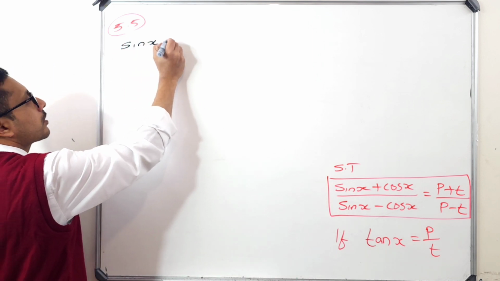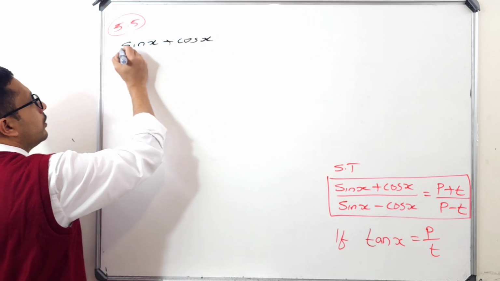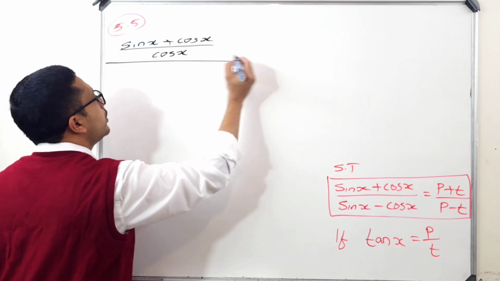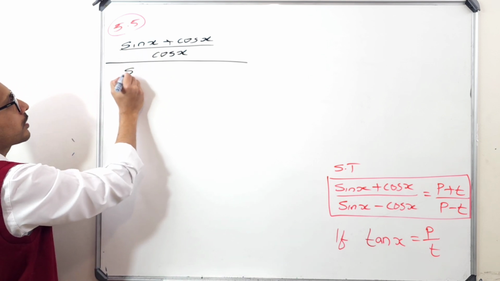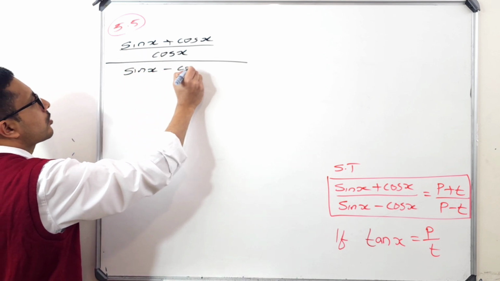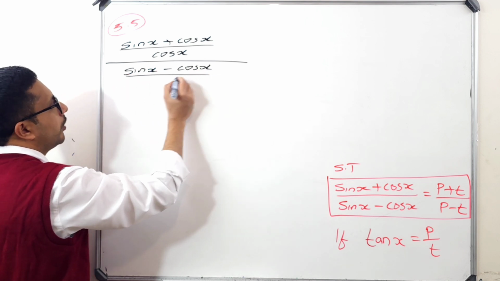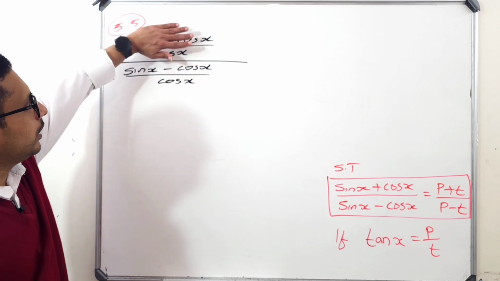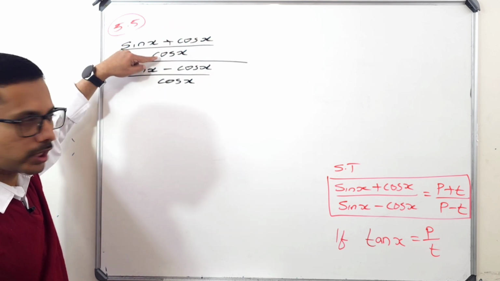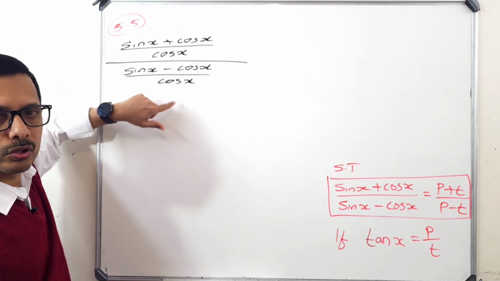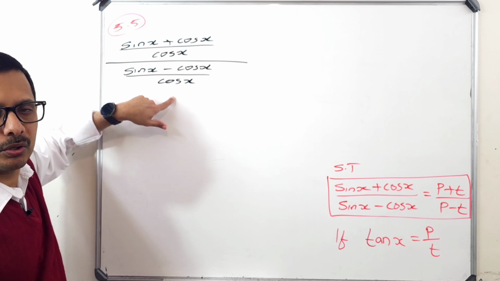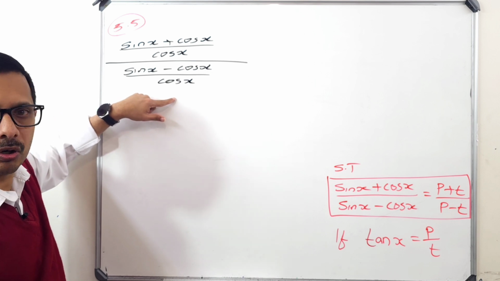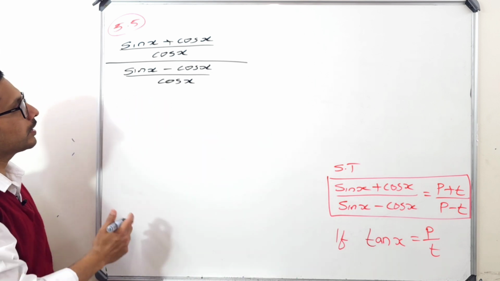Sin x plus cos x, the whole divided by cos x, the whole divided by sin x minus cos x, the whole divided by cos x. So look at what I did. Here on the numerator I divided with cos x. Here on the denominator also I divided with cos x. Okay, so if I divide numerator and denominator by the same quantity, there is no difference. Am I right?